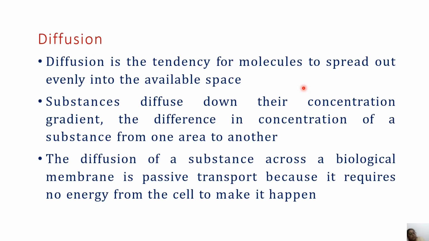So if we talk about non-carrier mediated movement, transport, we'll talk about diffusion. Diffusion is the tendency for molecules to spread out evenly into the available space, right? So what happens? Substances diffuse down their concentration gradient. The difference in concentration of a substance from one area to another is basically what determines the diffusion. And the diffusion of a substance across a biological membrane is passive transport because it requires no energy from the cell to make it happen.